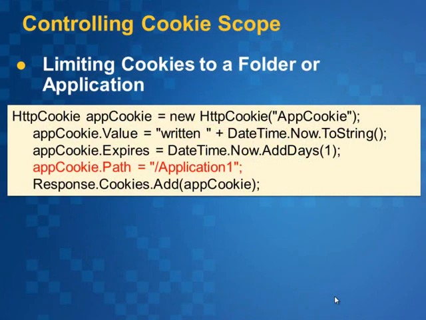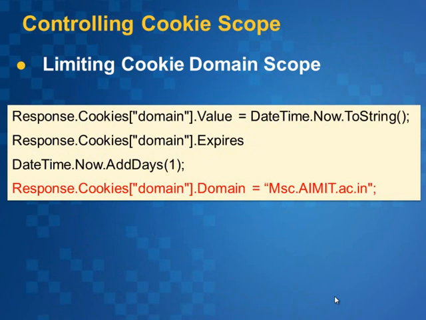So let's go ahead with the other properties which are available in the cookies. And the next one is, how do I limit the cookie to a specific domain? Yesterday I was talking about one specific application that has different folders, and you want to restrict the cookies for a specific folder. But in some other situations, you may have different subdomains within a given domain.